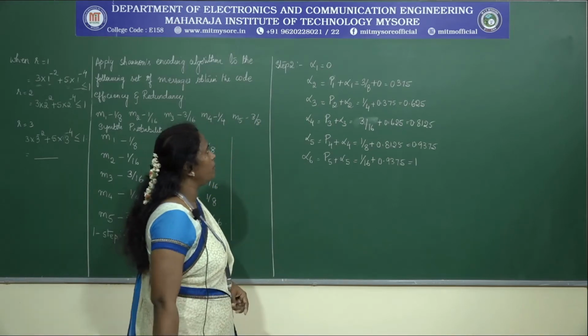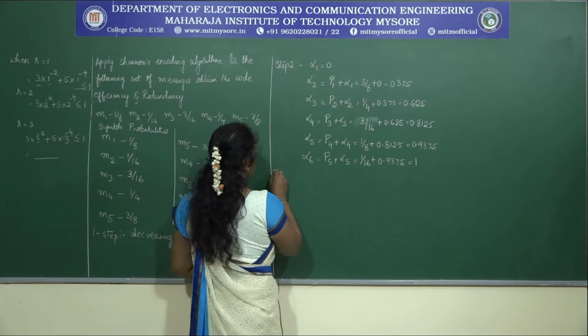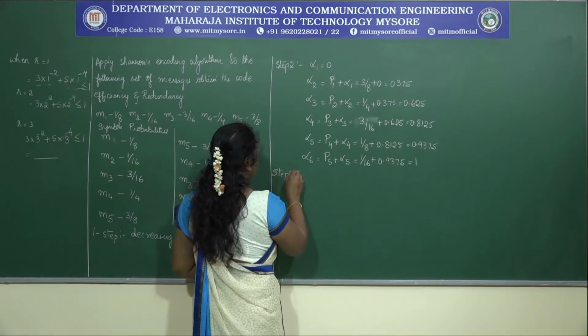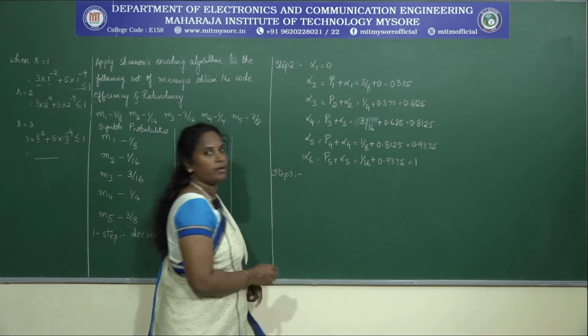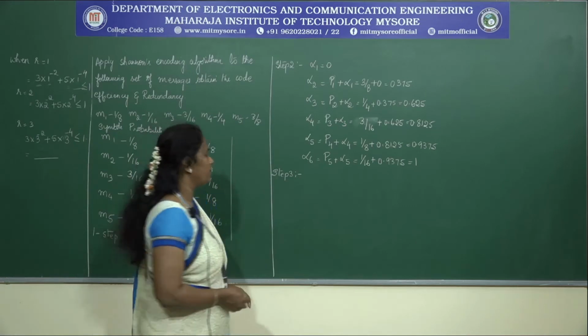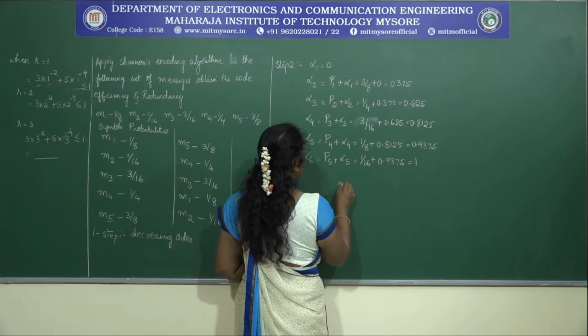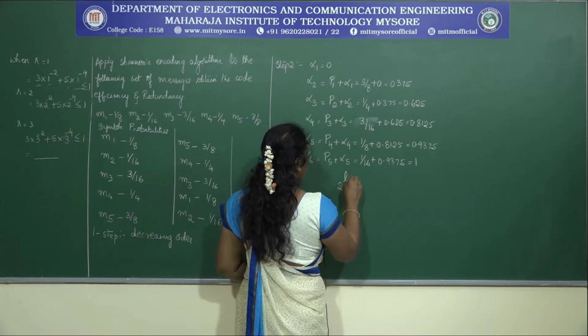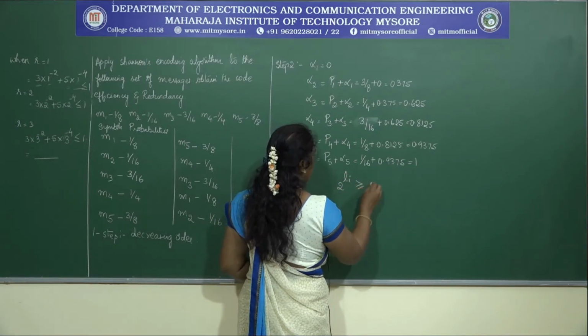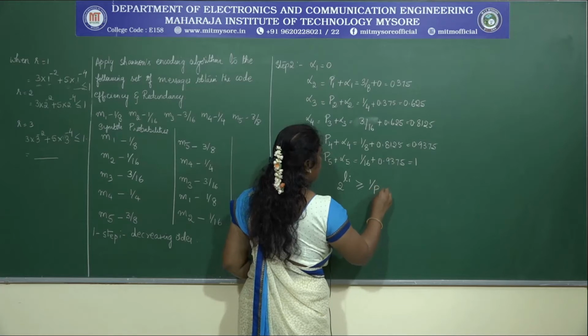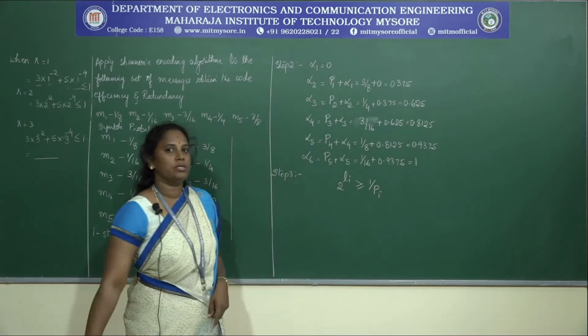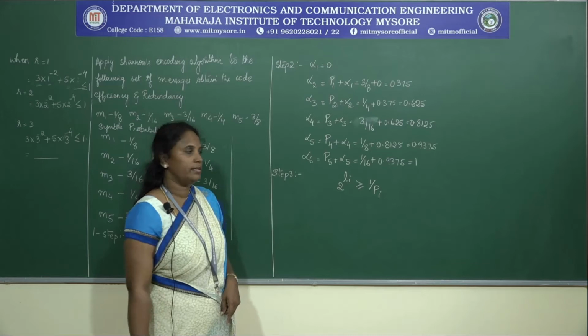Once you compute the sequences, step 3 is to find the length. You are going to calculate the length using 2 power Li greater than or equal to 1 by Pi. This is the formula we use to calculate the length.